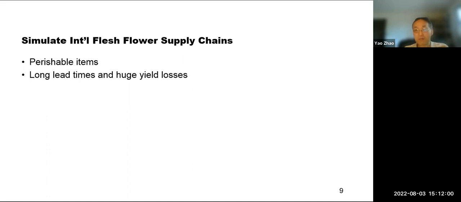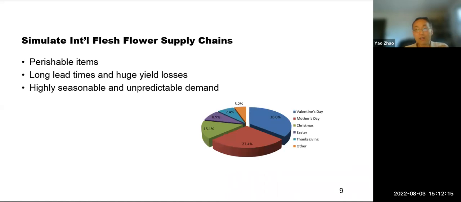35%. So if you import 100 stems of rose from Ecuador to the United States, on the road, in the flight, 35% of the roses will just be gone. Okay, will be wasted. So huge yield losses. And of course, it's highly seasonal, right? The demand for fresh flowers is highly seasonal and unpredictable, right? And most of the sales occur in the holidays.